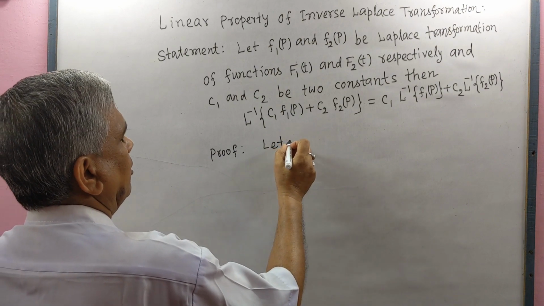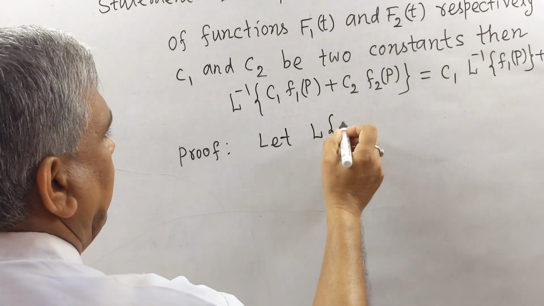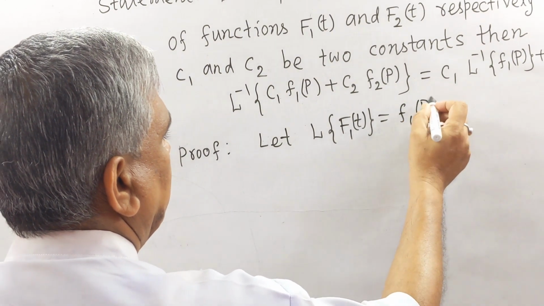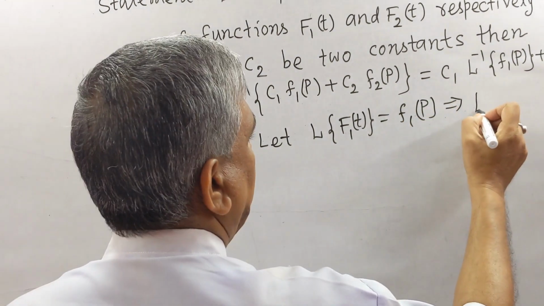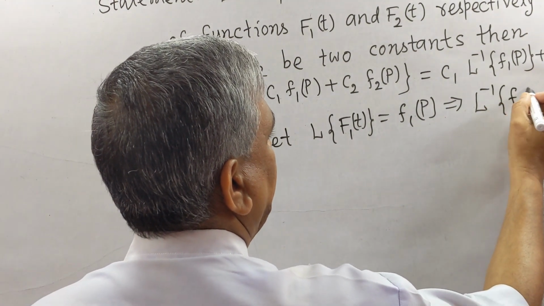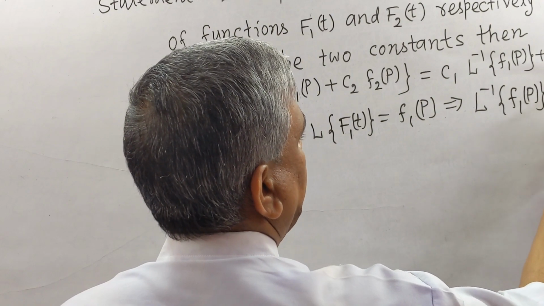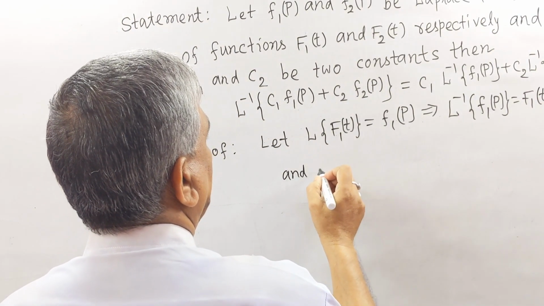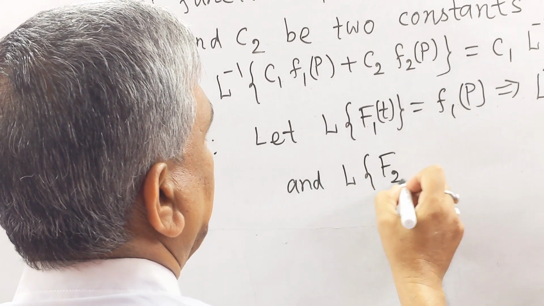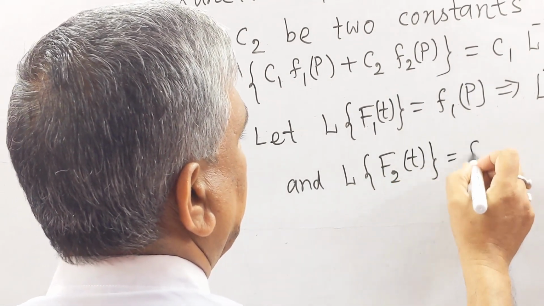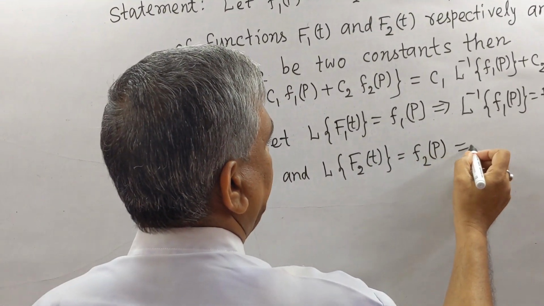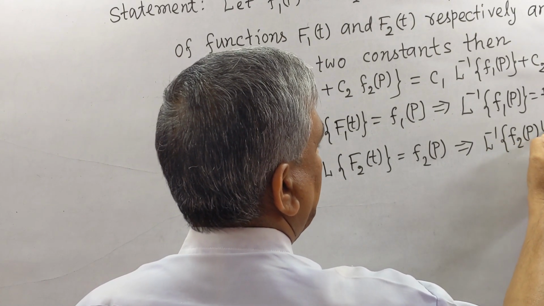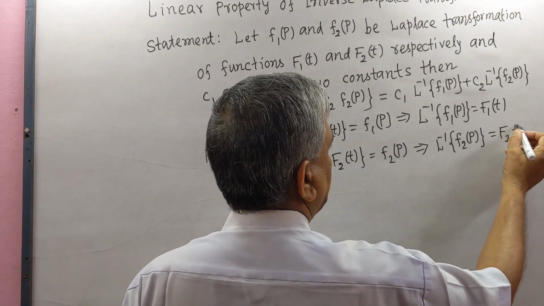Let L{F1(t)} = f1(p), which implies that L inverse f1(p) = F1(t), and L{F2(t)} = f2(p), which implies that L inverse f2(p) = F2(t).